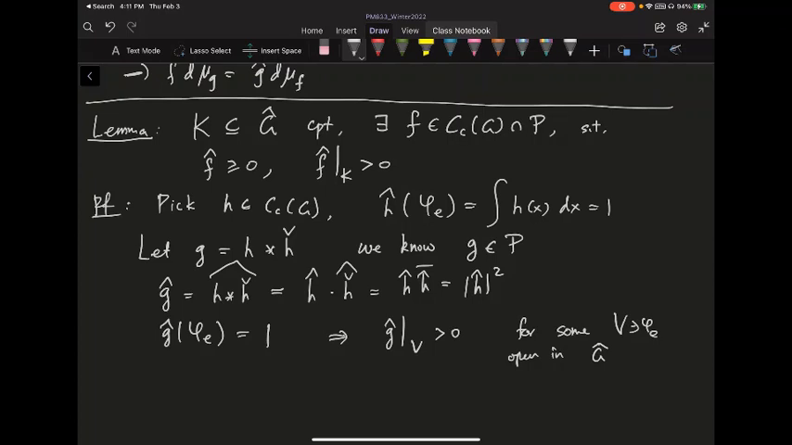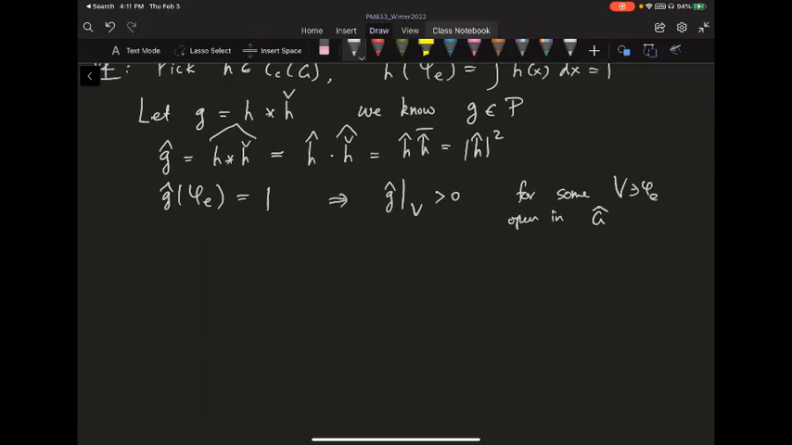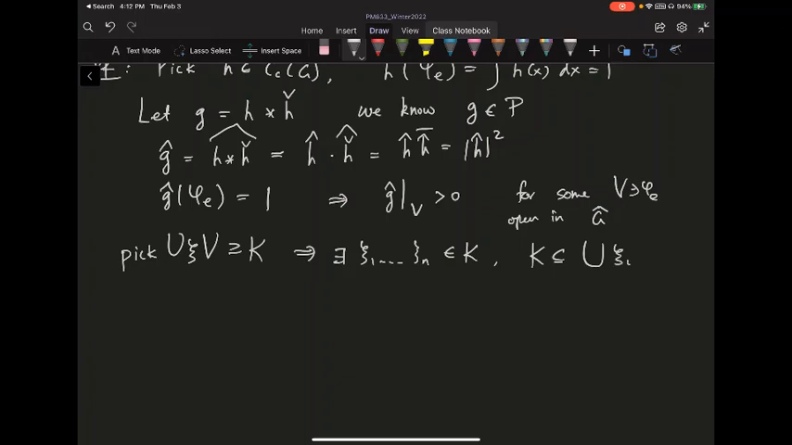Well, now what do we do? You fix a compact set. You have an open set on which you have something strictly positive, so you try to cover your compact set with this V. So you pick some psi, let's use psi V, and the union of them is going to be an open cover. So there exists a finite subcover, let's say psi 1 up to psi n inside K, so that K is contained inside this union of psi i times V, with i going from 1 to n. So it covers your space.